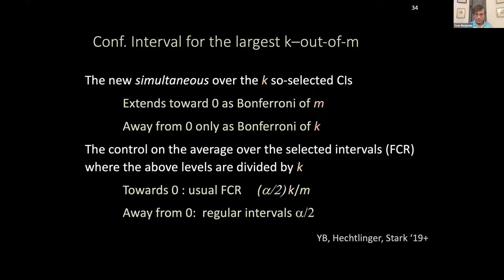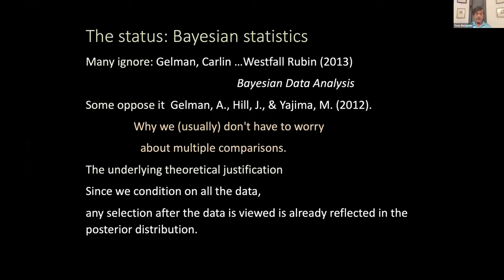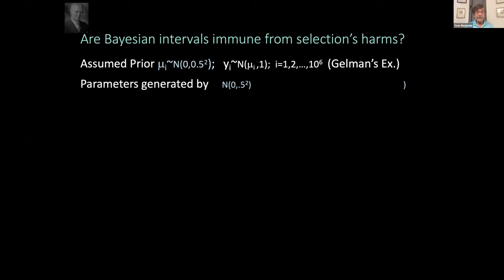What is happening with Bayesian statistics? In Bayesian statistics, many ignore the issue of selection. Gelman, Carlin, Stern and Rubin, in the book Bayesian Data Analysis, and some even oppose it, like Gelman, Hill and Yajima, who explain in a series of papers and expositions why we usually don't have to worry about multiple comparisons. And the underlying theoretical justification is, since we condition on all the data, any selection after the data is viewed is also reflected in the posterior distribution. Well, this result is theoretically true.